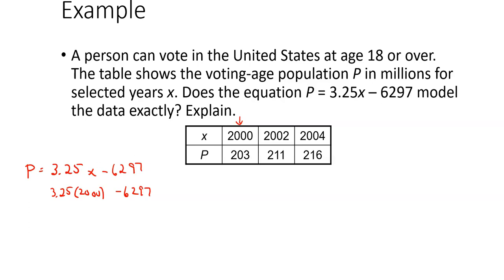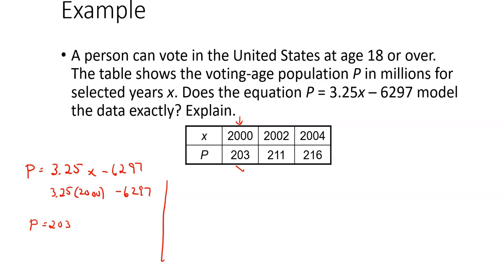Let's try it. You can't see this, but I have a calculator here. 3.25 times 2000 minus 6297. Oh, it gives me exactly 203. So the first one works. Okay, so that equation works for the first one. Let's try it for the second one.